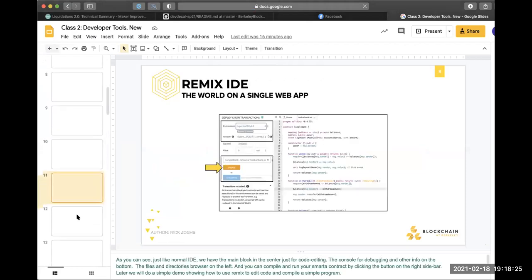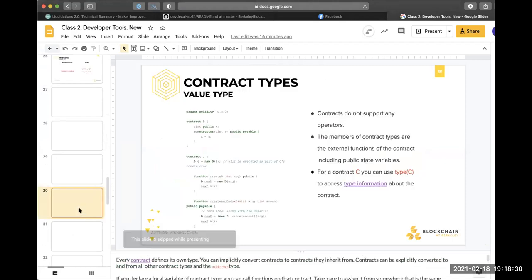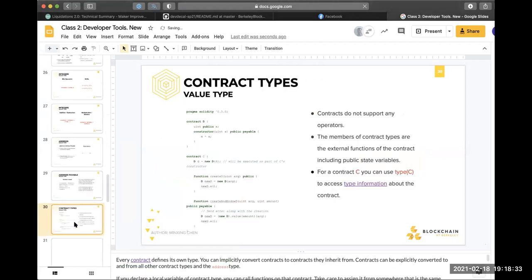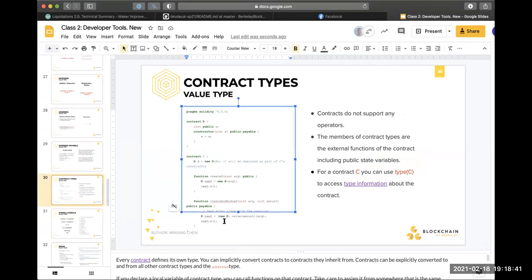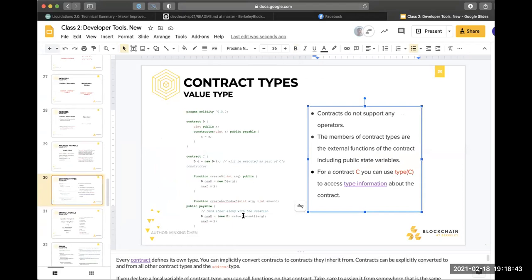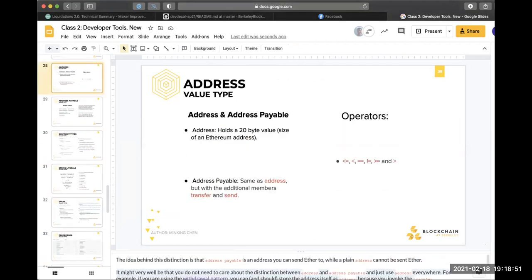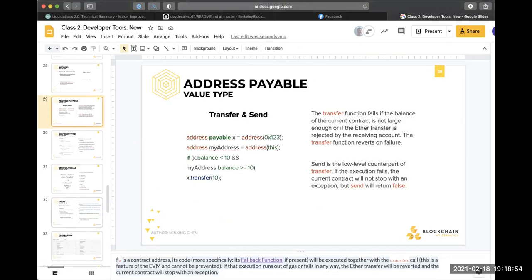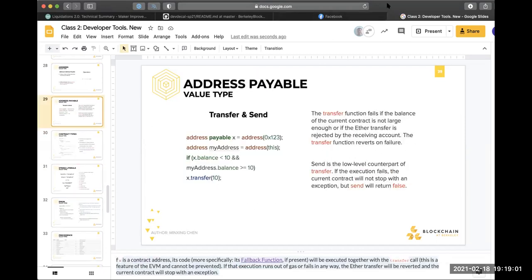Development tools, Remix IDE. Let's talk about public payable. What happens is that it sends Ether along with this creation because you modify the value over here. So where is transfer? Address payable, but then you could transfer and send. So here is the transfer function.